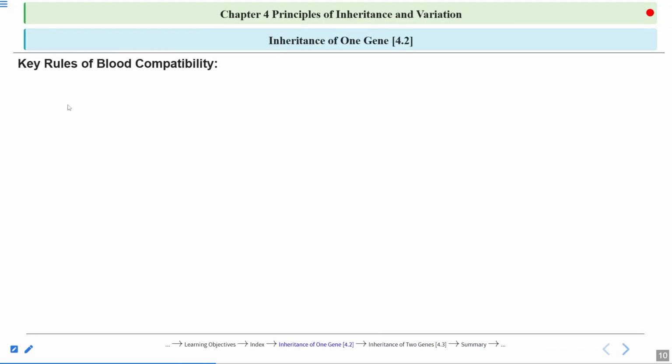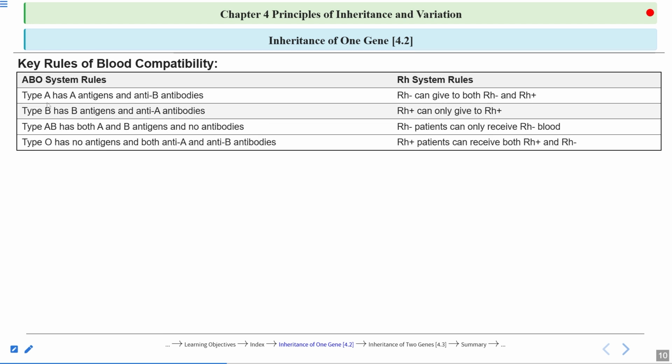Now, what are the key rules of blood compatibility? Let's talk about ABO system rules and RH system rules. You know that the blood group can be A positive or B positive, A negative or B negative. So what do you mean by this negative and positive? There is one more antigen, the RH antigen, isolated from the rhesus monkey. That's why the name RH.